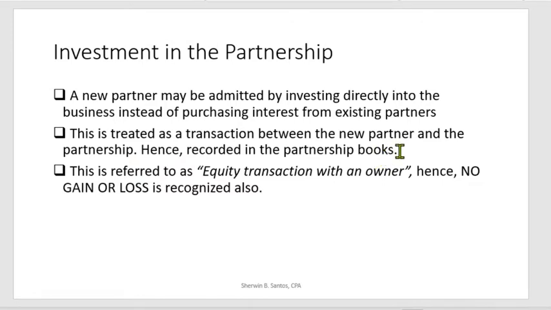So, kung magkano man yung binigay niya, you have to debit. For example, nag-contribute siya ng 100,000, you debit cash and then you credit the capital account. This is referred to as equity transaction with an owner, hence no gain or loss is recognized also. Okay, let us illustrate this for us to easily comprehend. Ang sinasabi lang dito sa equity transaction with an owner ay we have to recognize kung magkano ang capital credit niya at yun ang papasok sa capital accounts noong new partner admitted.